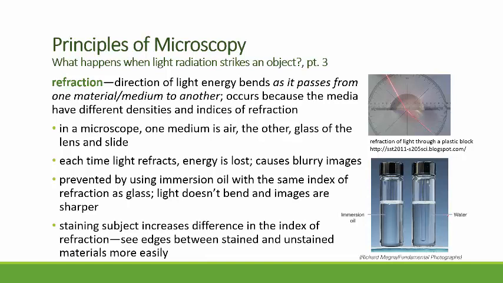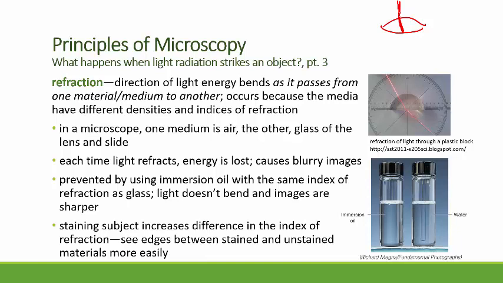So in the microscope, what we're seeing is that one medium that light is passing through is air. And then when it hits the lens, it gets refracted or bent because the glass lens has a different refractive index. And what happens every time that the light refracts, every time that it bends like that, we lose light energy, and the result is that we get blurry images.